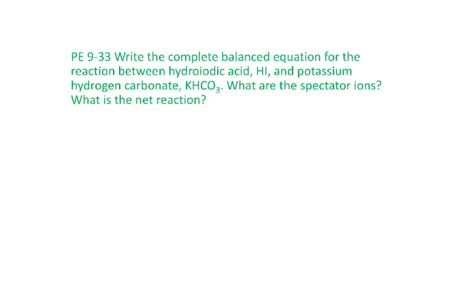Okay, so here's practice exercise 933. Write the complete balanced equation for the reaction between hydroiodic acid, HI, and potassium hydrogen carbonate, KHCO3. What are the spectator ions? What is the net reaction? So there's actually 3 questions here. First, we're supposed to write a balanced equation.